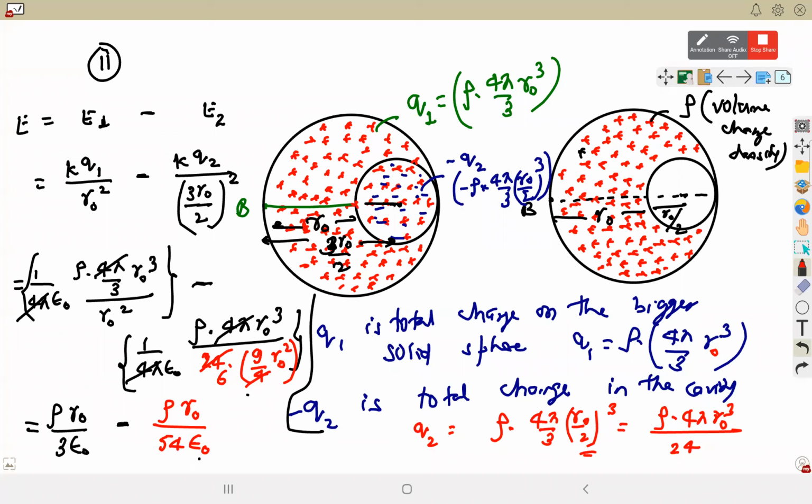E1 is the electric field due to the full solid sphere. E2 is the electric field due to that small sphere which is inside the cavity but negatively charged. Positive charge for the whole, negative charge for the cavity, superimpose both, then the cavity will be neutralized and it will create the actual field. Rho R naught by 3, solve this and you get 18 minus 1, 17/54 rho R naught by epsilon naught. That is the answer, the electric field at point B.